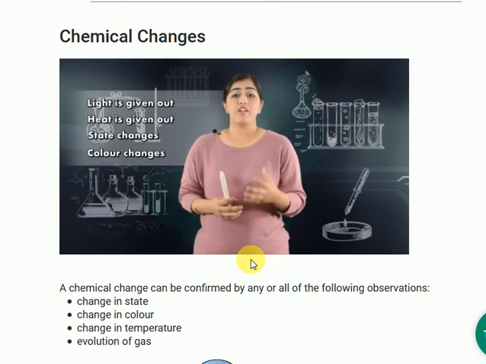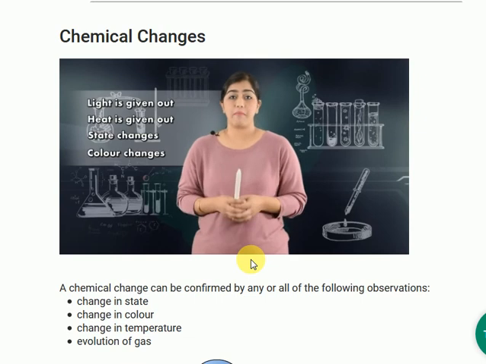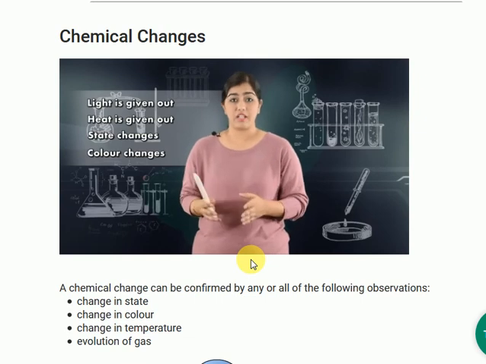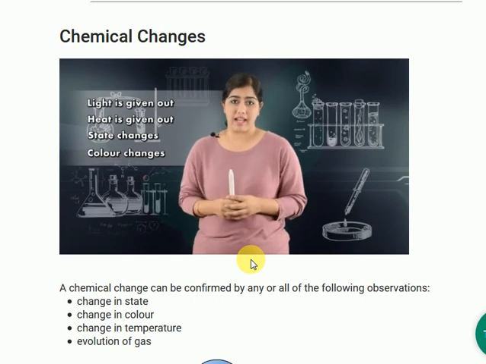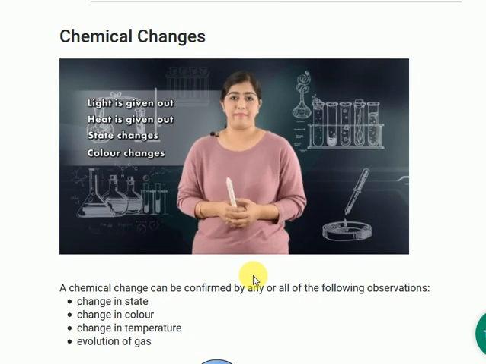So based on these observations and investigations, we can conclude a chemical change is that change which leads to formation of new substances, and these changes usually cannot be undone.